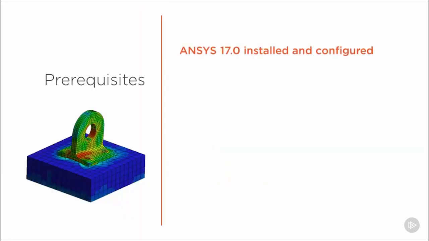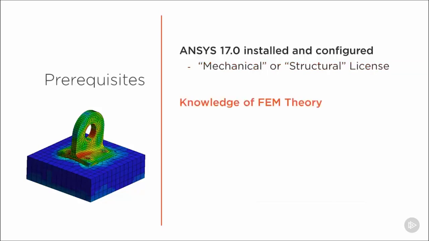Prerequisites. First, you'll need Ansys version 17 already installed and configured, along with either a mechanical or structural license. If you don't know what any of these are, then please contact your Ansys vendor for more information, as this course will not cover how to install Ansys Workbench.